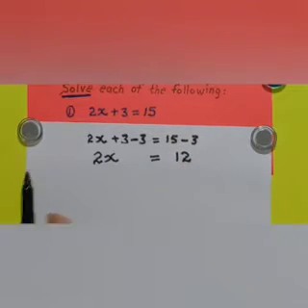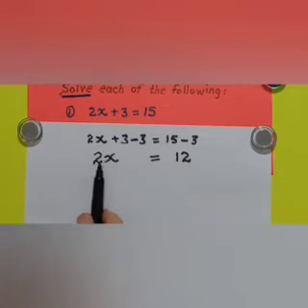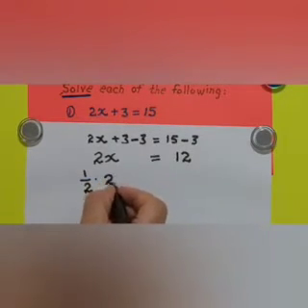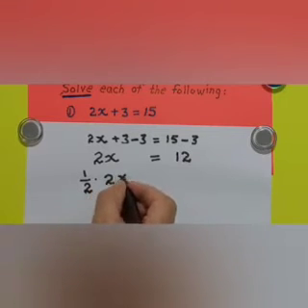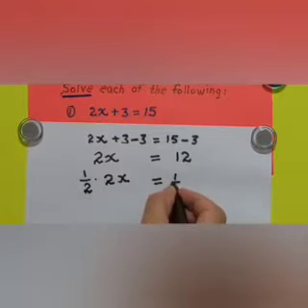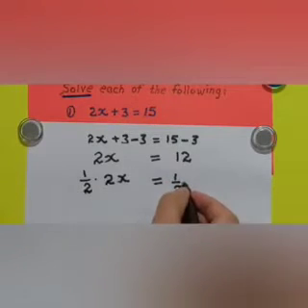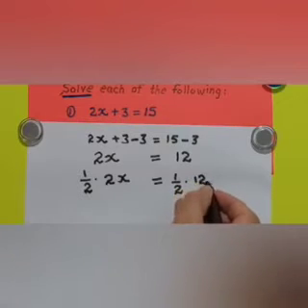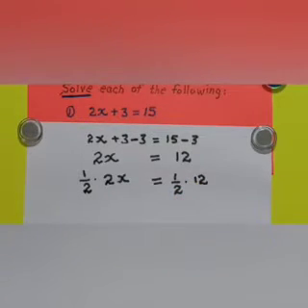After that, we try to remove the number 2. We write 1/2 times 2x on this side, and on the other side we write 1/2 times 12. As you see, what we do on one side, we have to do the same on the other side to keep the balance of the equation correct.